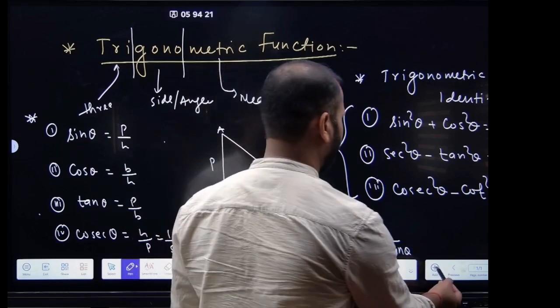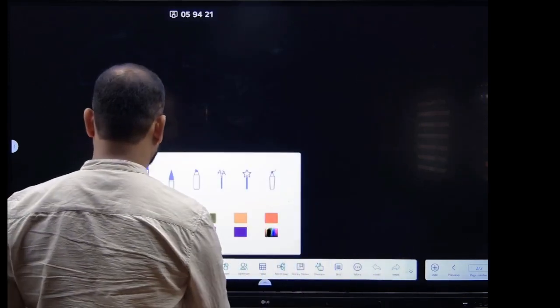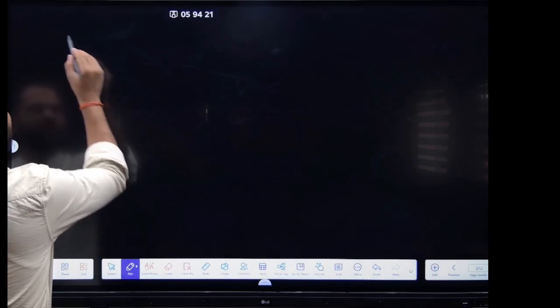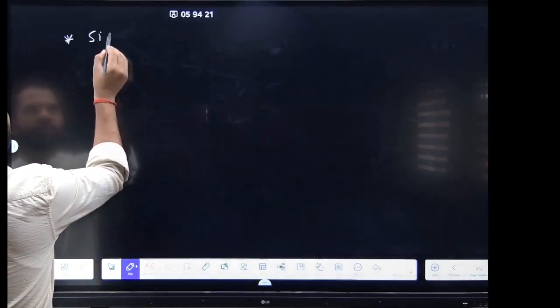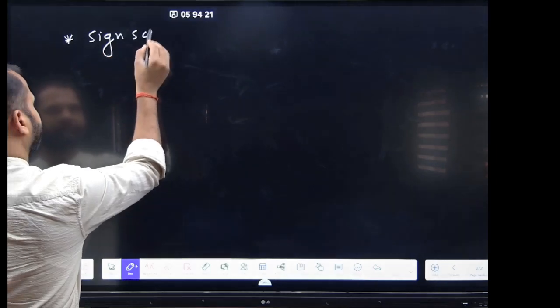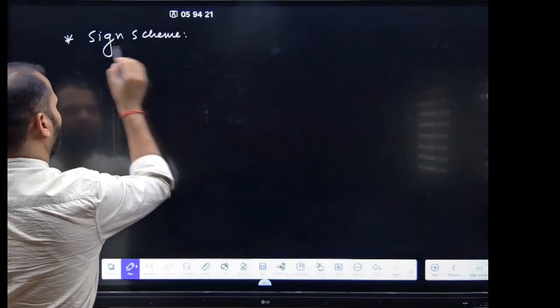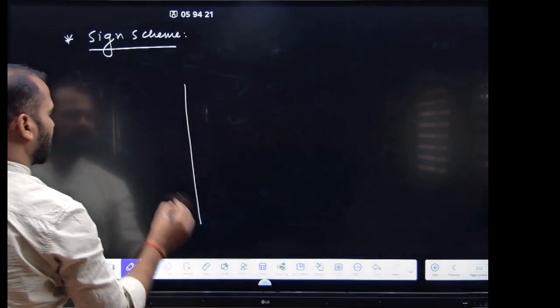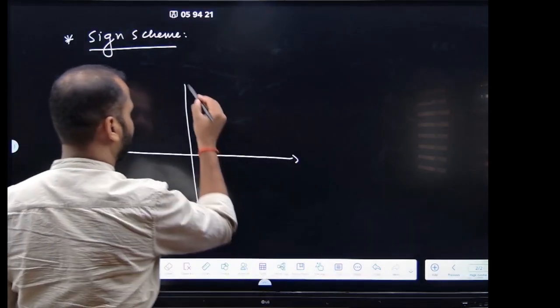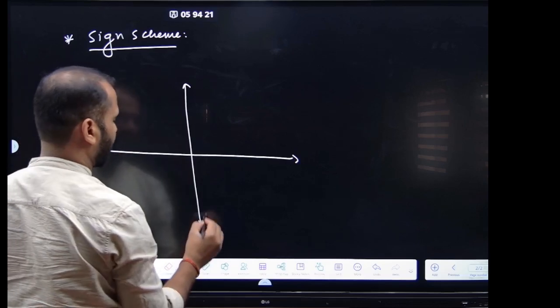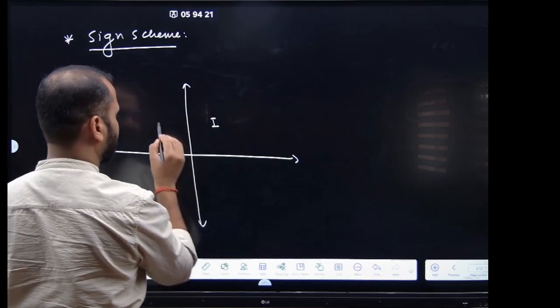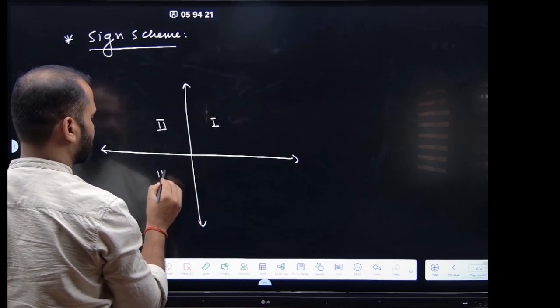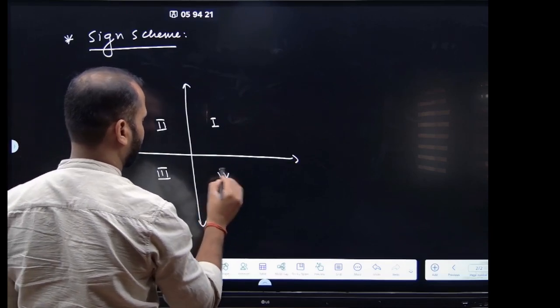Should I move to the next slide? After that, the sign scheme you should know. What is this sign scheme? If I divide this plane, I can divide this plane into 4 equal quadrants, right? We call it the first quadrant. This is the second quadrant. This is third, and this is the fourth quadrant, right?